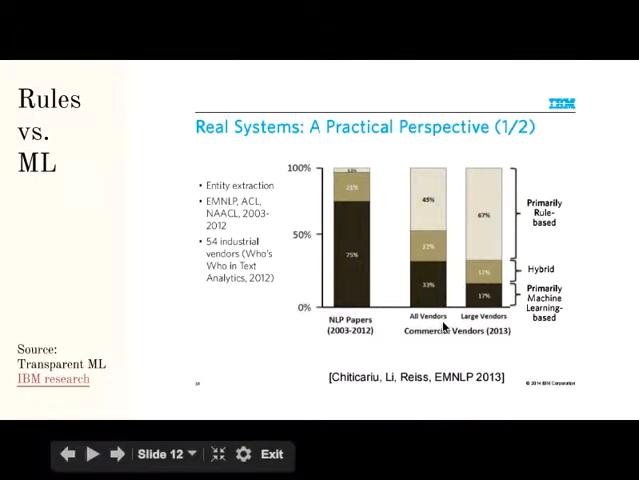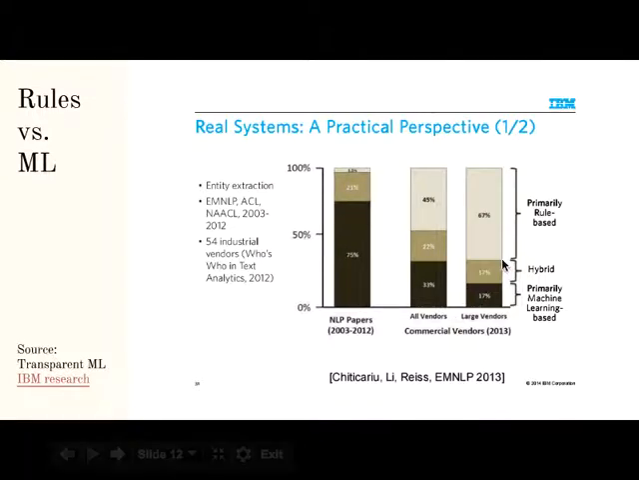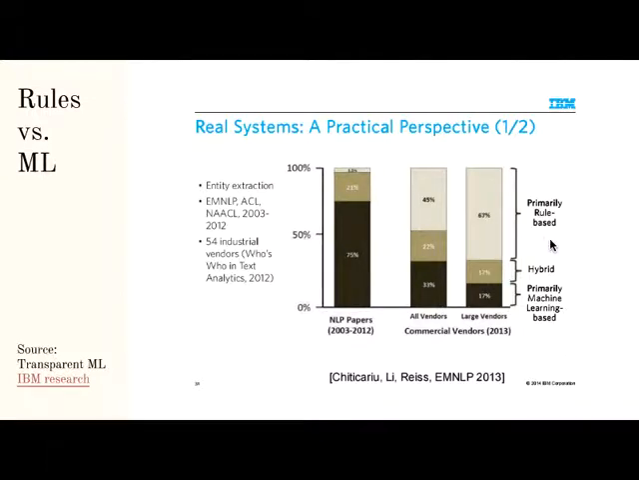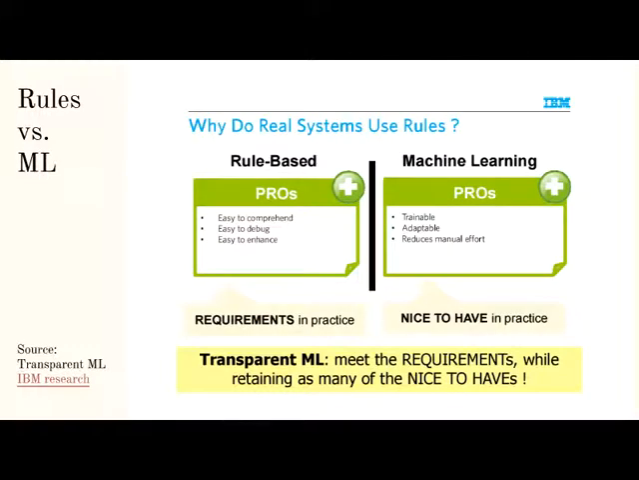Whereas if you look at the systems used by commercial vendors for entity extraction, really the vast majority of them have a rule-based approach. So there's this really big discrepancy between what's going on in the research field and what's making its way into applications. And when looking at that, they say, why is this?